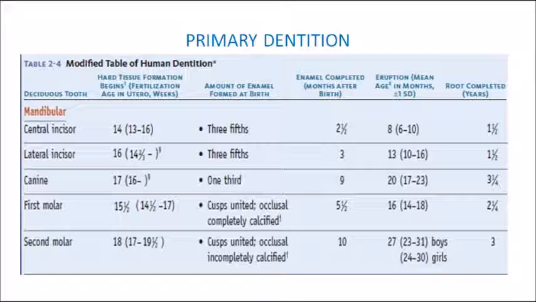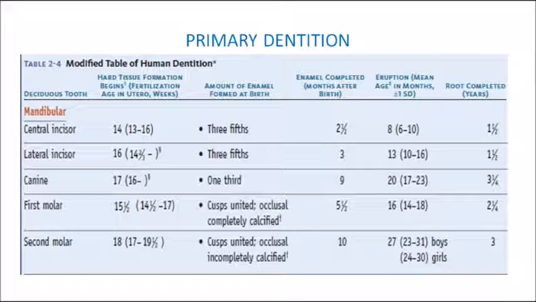Now coming to the important landmark, that is the eruption. So the first important point you have to notice is that the first primary tooth to erupt into the oral cavity is your mandibular central incisor, the earliest one, because its eruption is happening at around 8 months. If you remember, for the maxillary central incisor, it was around 10 months. So in primary dentition, the first one to erupt is your mandibular central incisor with a mean age of 8 months and with a range of 6 to 10 months, followed by the lateral incisors at around 13 months.